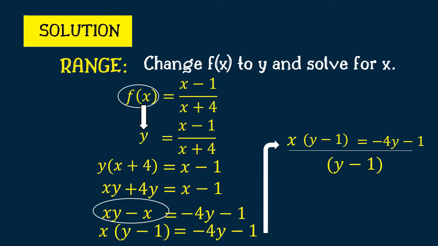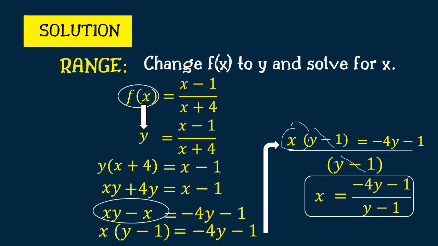Next, we eliminate y minus 1 since it is a common factor. The remaining factor here is x, so simply write down x, write down the equal sign, and on this side we have negative 4y minus 1 divided by y minus 1. Therefore, the value of x is given by this equation.